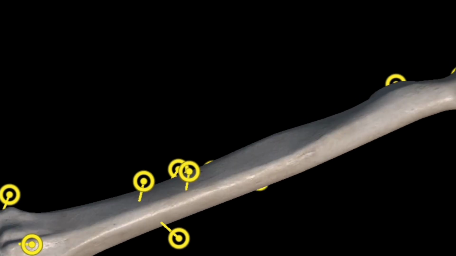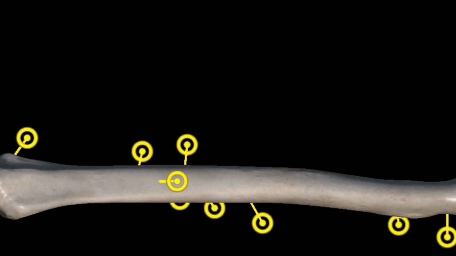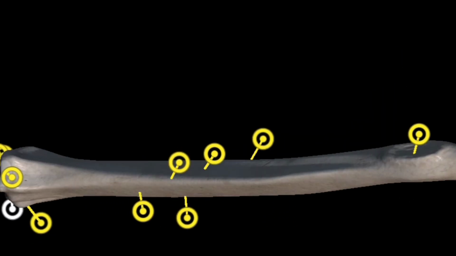If we see the lateral view, the radius will be like this. This is the lateral surface, and here will be the posterior. Laterally in the distal part will be the styloid process of the radius. This is the lateral view of the radius. Next, see the medial view of the radius. Here, the medial surface of the radius is joined with the ulna in the syndesmosis joint.